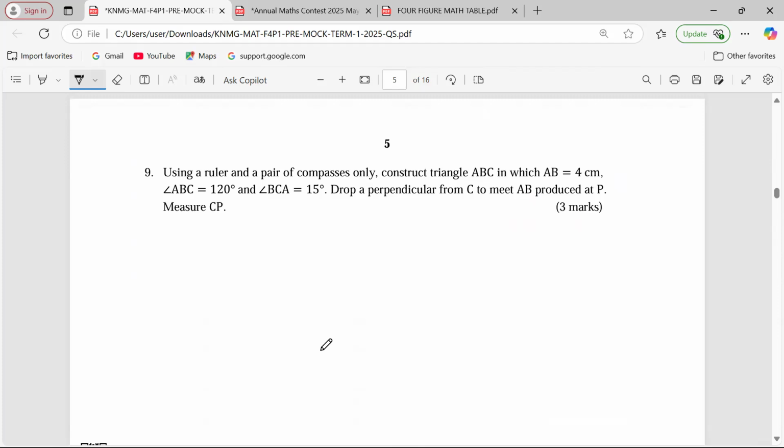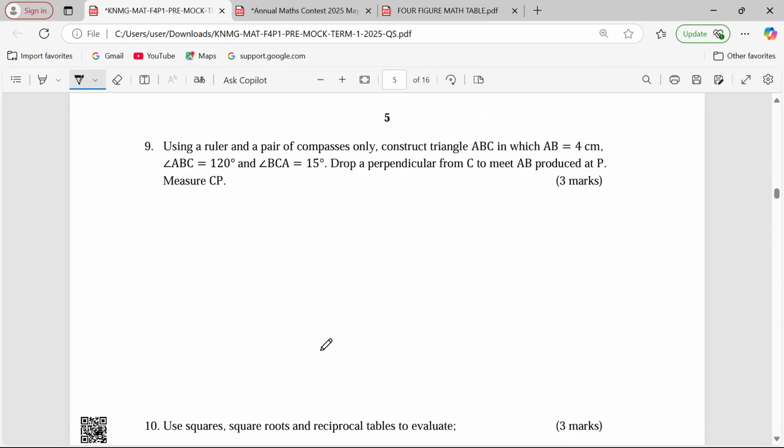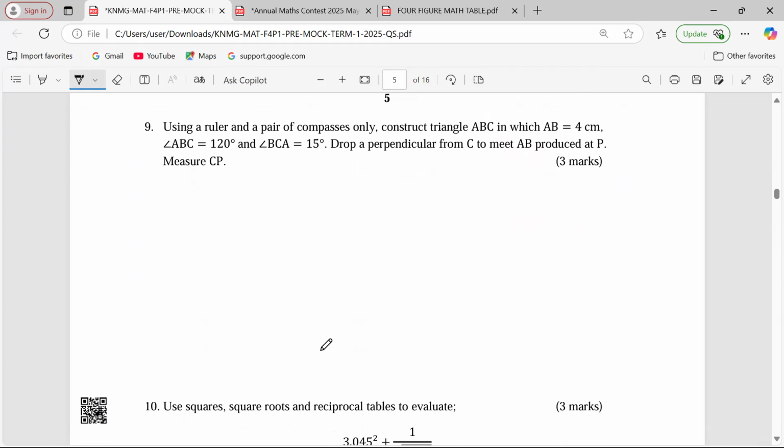Number 9. The first thing to do is we'll draw the length of AB. The length of AB is equal to 4 centimeters. We measure 4 centimeters here.